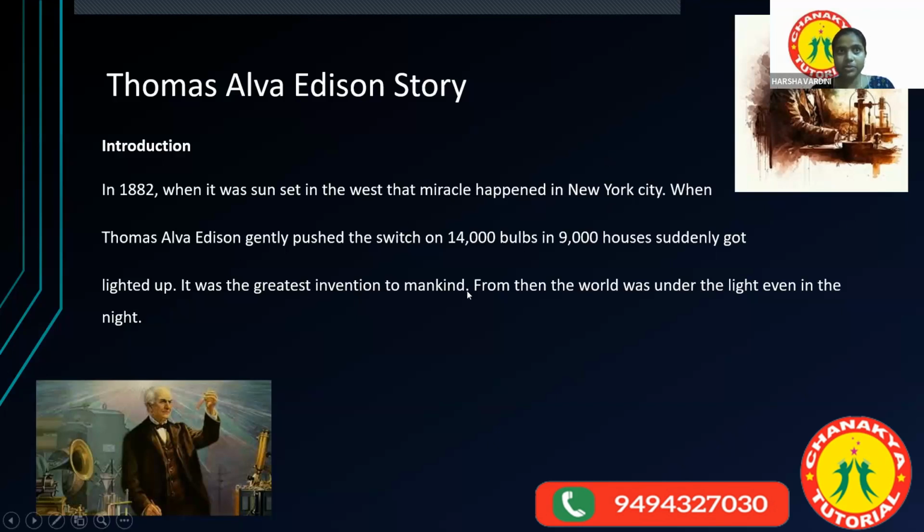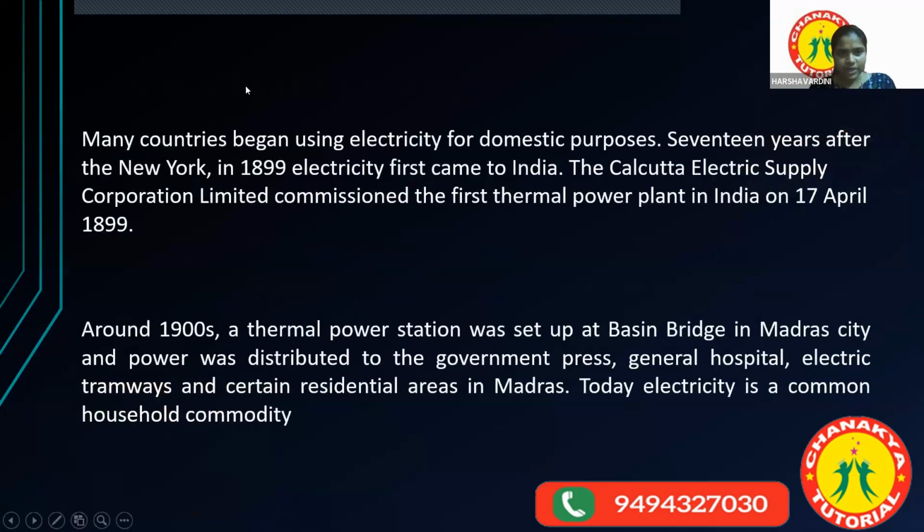As I told you, it was a revolutionary step. It's a great step for mankind. Before that, people thought only the sun was the ultimate source of light, nothing else. But after the invention of the bulb, it was a miracle. Many countries began using electricity for domestic purposes after that invention.